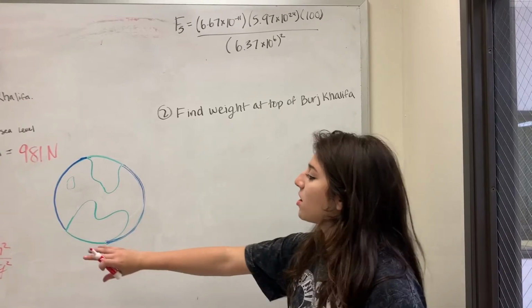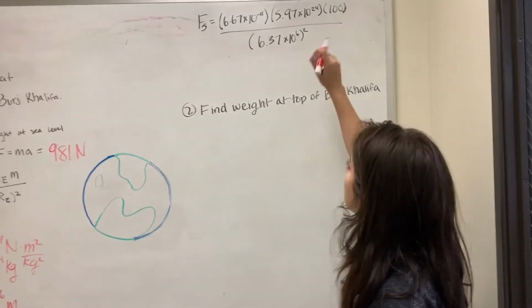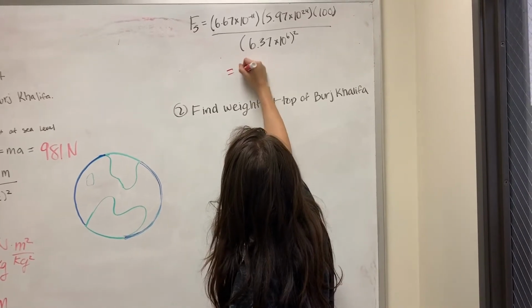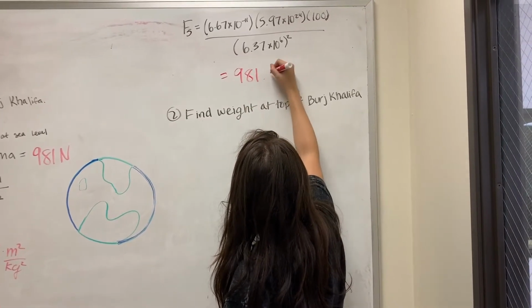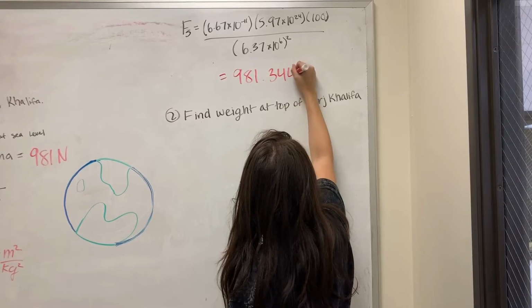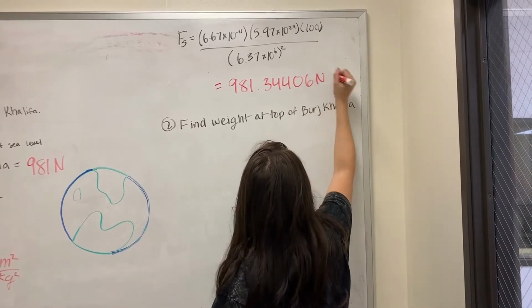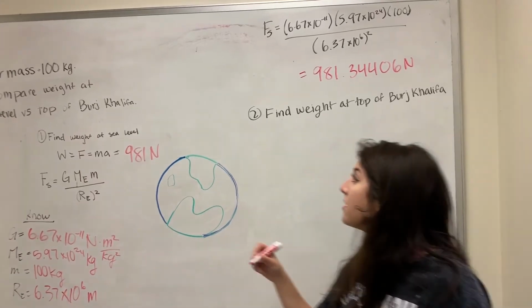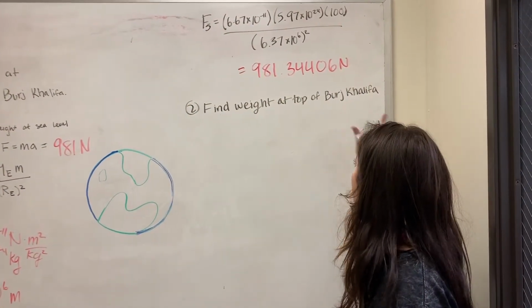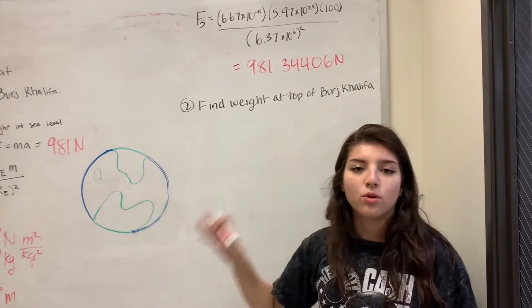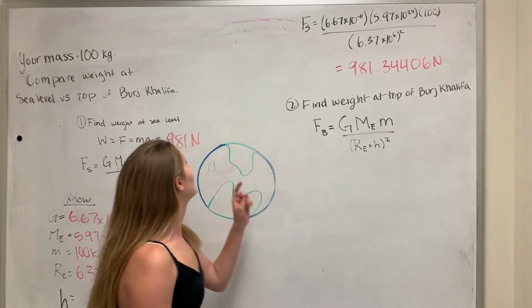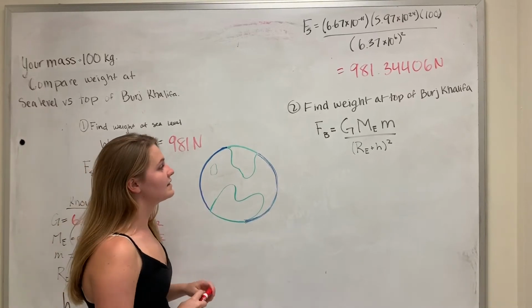So then we plug all of our numbers into our equation, plug that in your calculator. We're going to get our force at sea level equals 981.34406 newtons. A lot more accurate than our previous number, 981 newtons. And this is going to help us find our weight at the top of the Burj Khalifa, which Kelly will be walking through next. Cool.